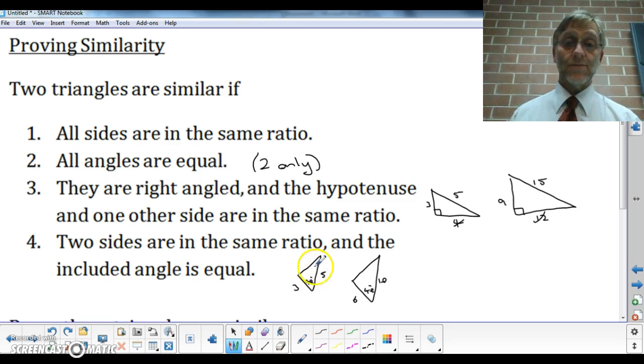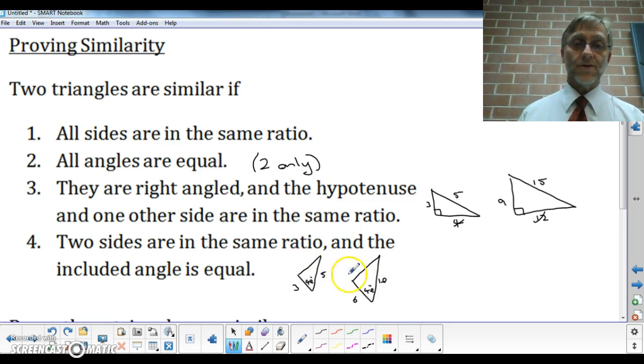Well, the top side will double as well. So it's enough to know that two sides are in the same ratio as long as the angle in between them is equal. It has to be the angle in between the two sides that you know. And that's the notes. So you might like to pause the video here and finish writing that down.